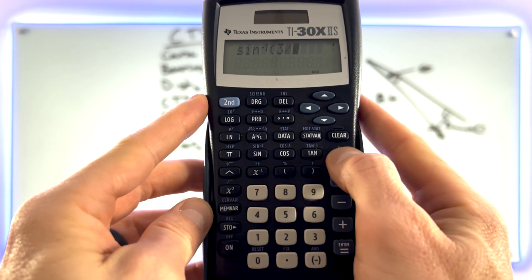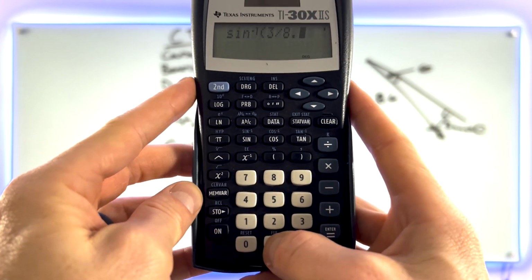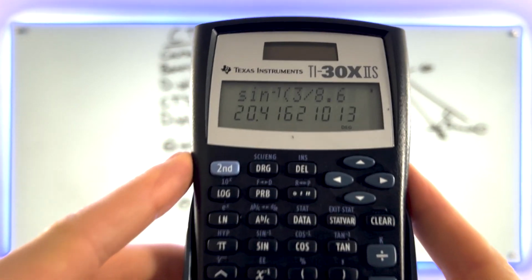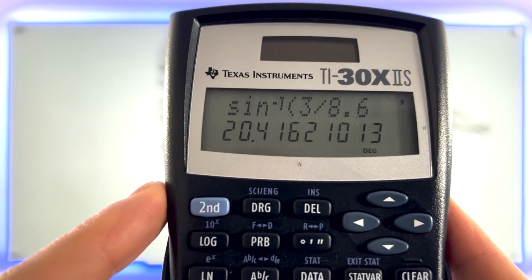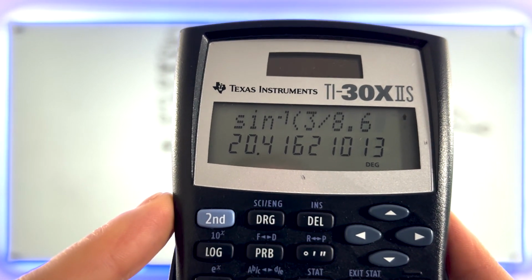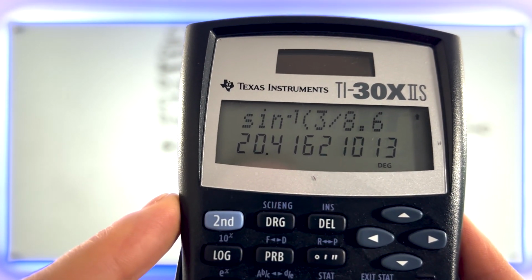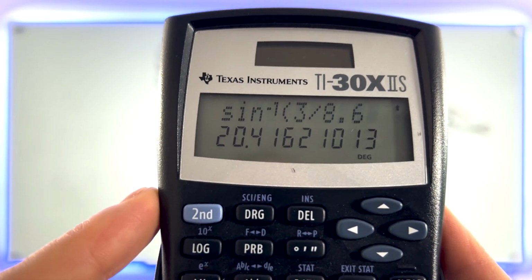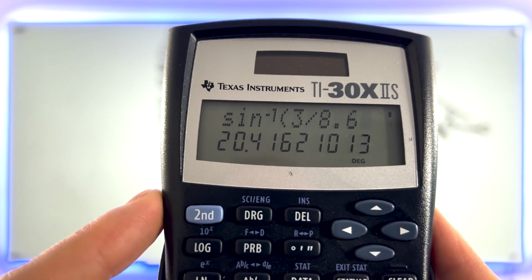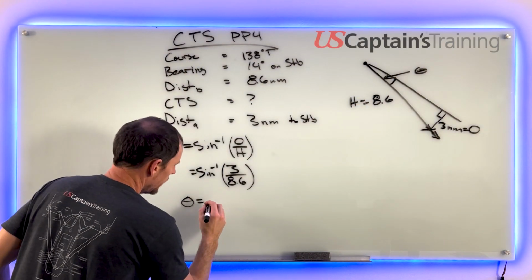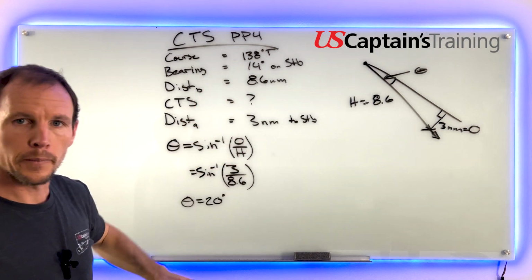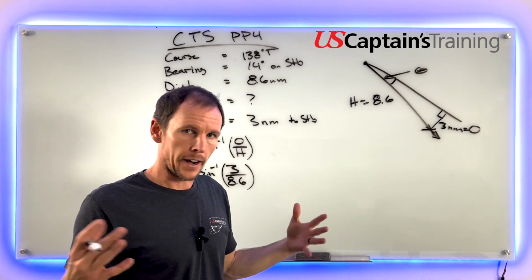3 divided by 8.6 equals 20.4. We'll round that to 20 because that 0.4 is less than 0.5. Anything 0.5 or higher, we round up. This is 0.4, so we'll just leave it at 20. Theta equals 20 degrees. Now we have all the information to find our course to steer.